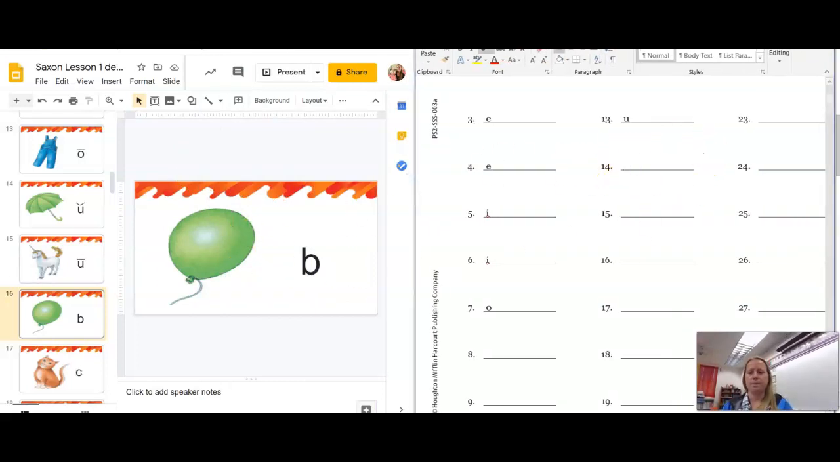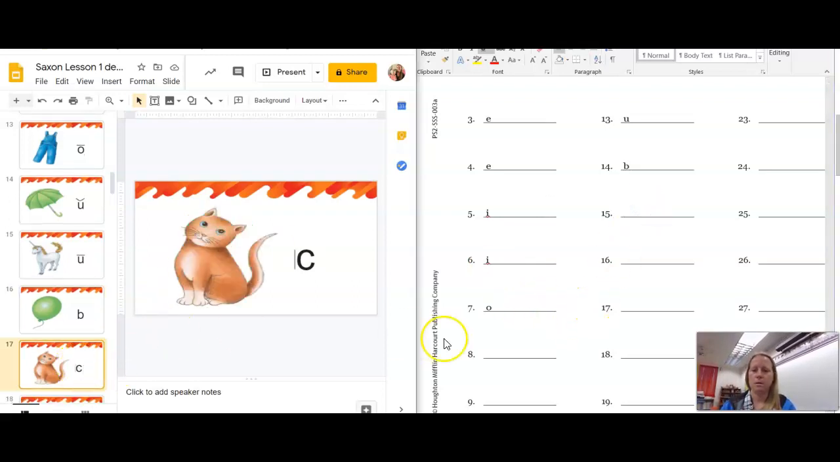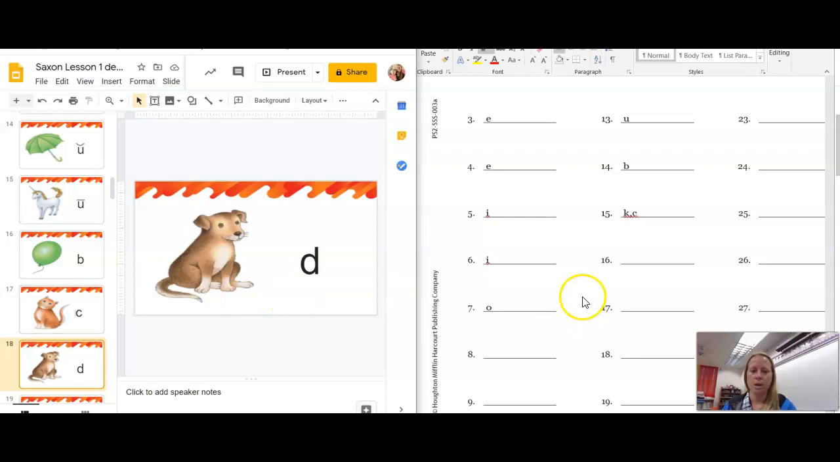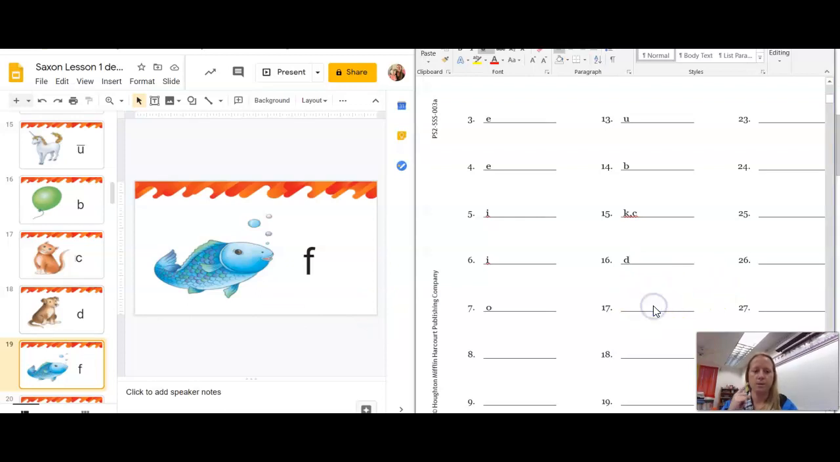All right, so repeat after me. Balloon, B. Okay, B. Cat. Okay, here, since the K and the C sound alike, it's going to be K, comma, C. Okay, because they both have the same sound. K, comma, C. When I point to you, you echo what I say. Dog, D. Fish.